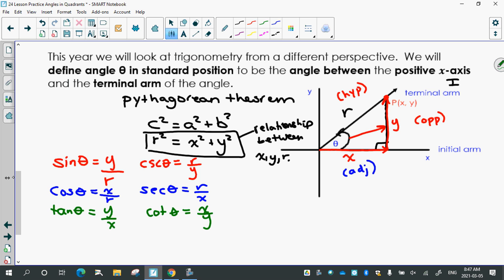So it doesn't matter where this terminal arm lies. According to the angle theta, my opposite's always going to be my y value, okay? Hypotenuse is always going to be the r value, and adjacent is always going to be the x value, okay? So this correspondence will always work. X will always be adjacent, y will always be opposite, and r will always be hypotenuse, okay? Great.